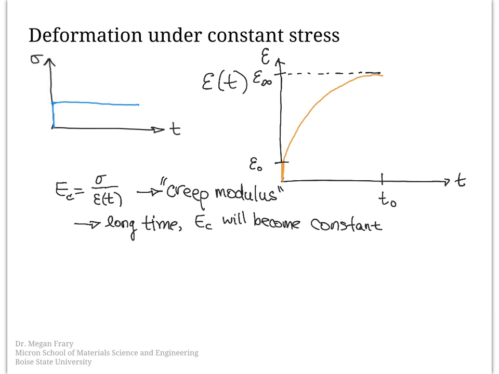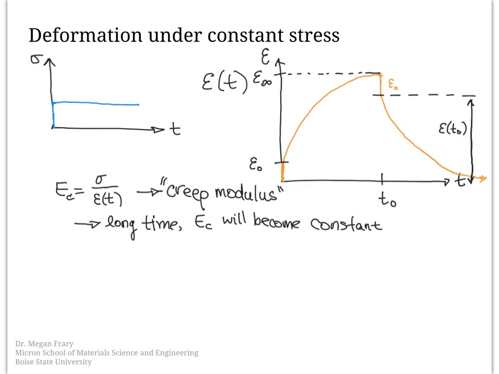Now, if at some later time, we'll call t0, we were to take the stress off, then the strain would instantaneously drop by that same amount that it went up to begin with, epsilon naught, and then it would begin to relax back down to a strain value of 0. Don't know if we can quite get it there, but it would go all the way back down to 0.